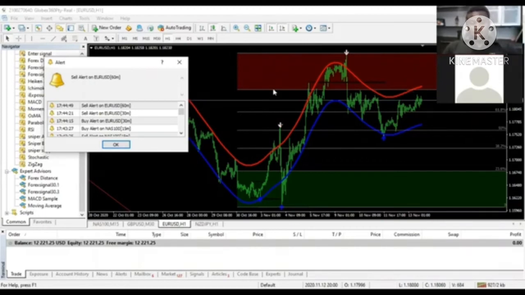You do not sell if you don't see the market within the supply zone, and you do not buy if the market is not in the green zone.